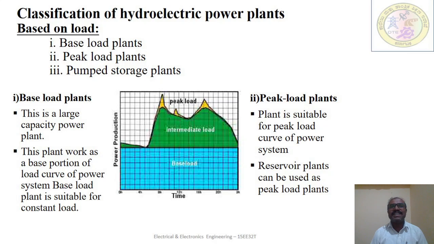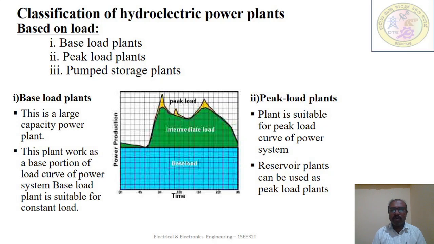Next type of classification of hydro power plant, the third type, is classification based on loads. Based on load, the first one is base load plants. The second one is peak load plants. The base load plants are large capacity power plants.